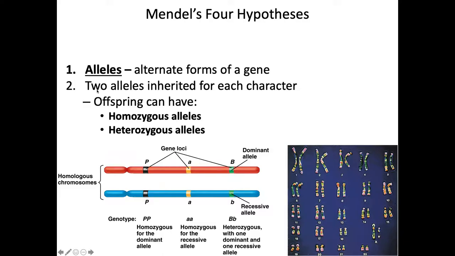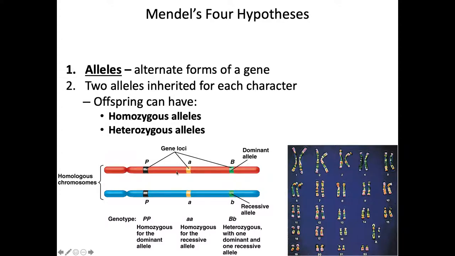And then we already know that we get 2 alleles for each character. So for the character of hair color, we can get the allele for brown hair color from mom and the allele for red hair color from dad, for a total of 2 alleles. And we also already know that with these dominant and recessive alleles, we can have different combinations of these alleles.